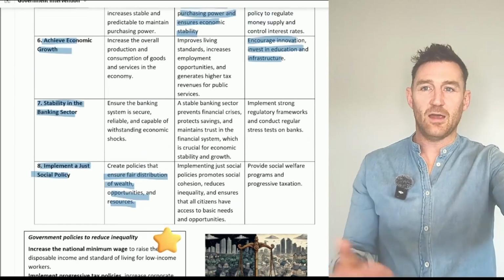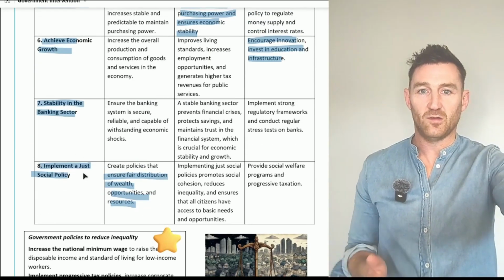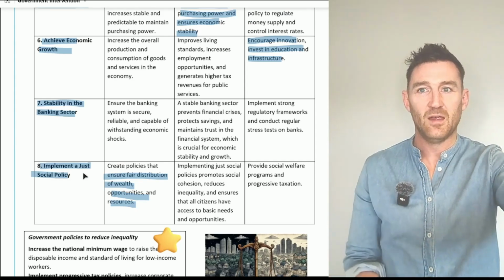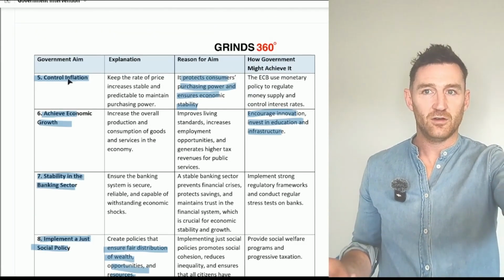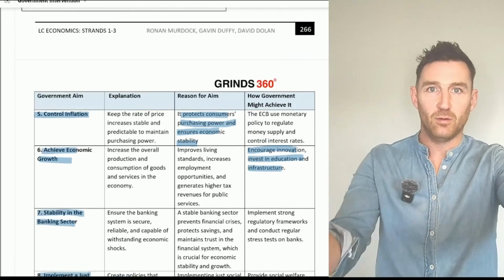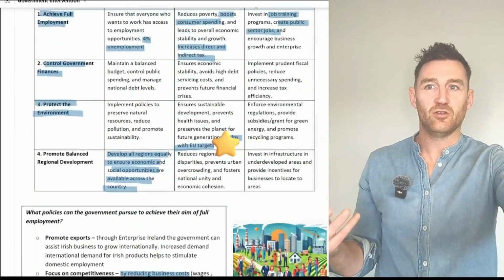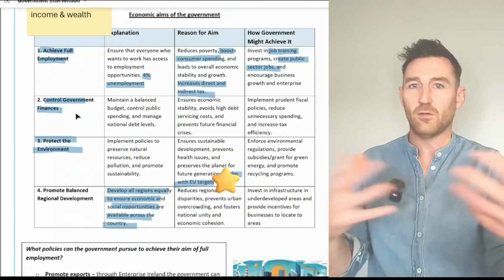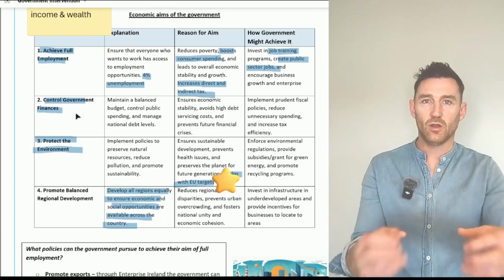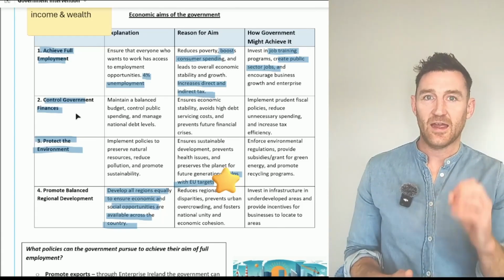But again, you can see how, let's say the government want to implement a just social policy and they increase social welfare payments. That might make it harder for them to control inflation because it might lead to demand-pull inflation. It might make it harder for them to control government finances up here. But you should always be asking yourselves with these, how do they conflict with each other?